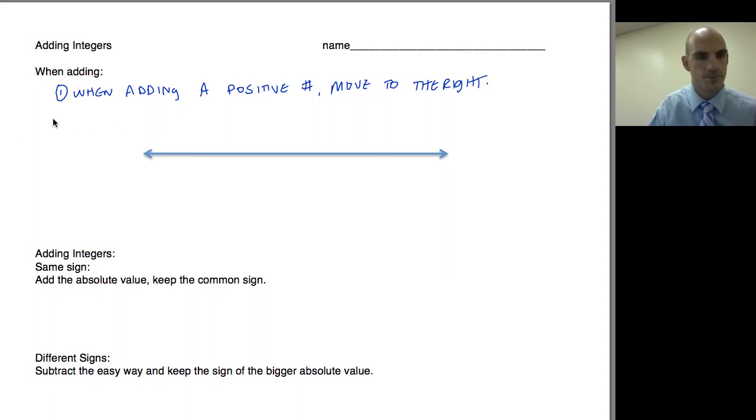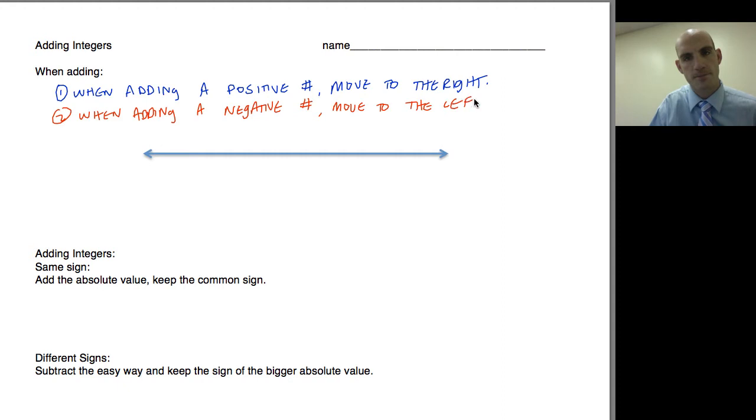Rule number two, when adding a negative number, move to the left. That's all there is to it.